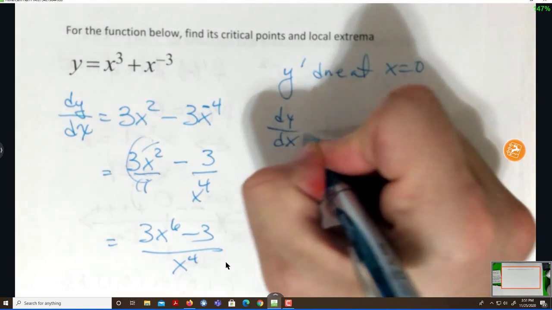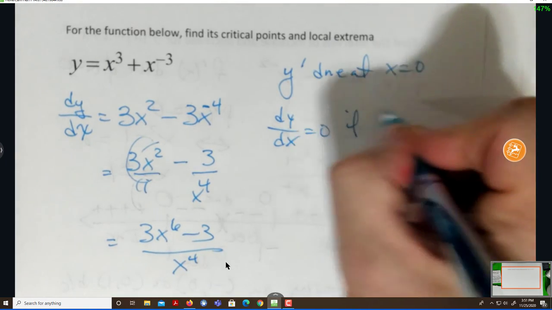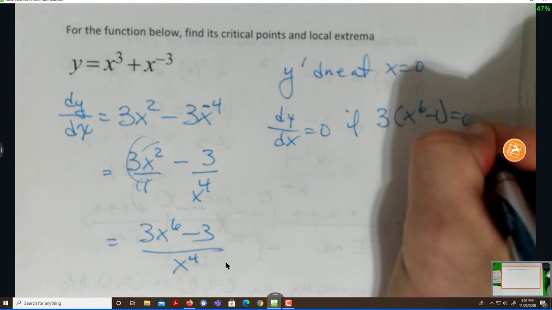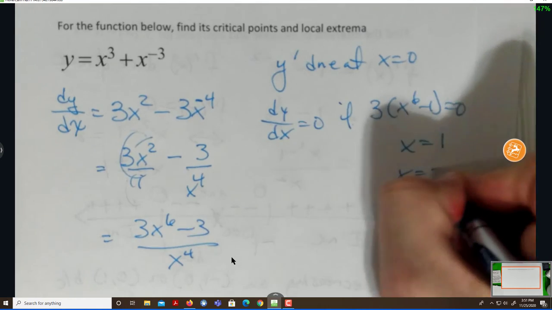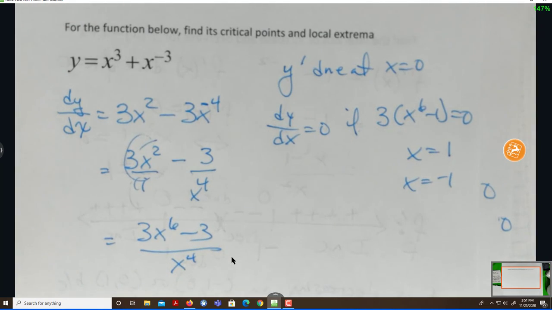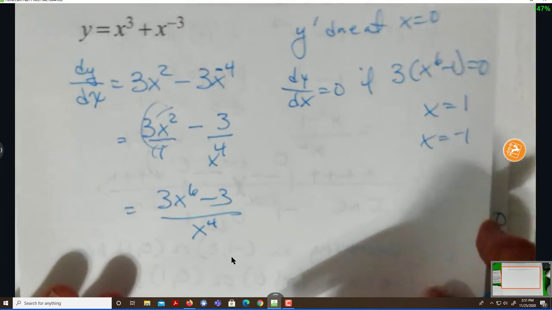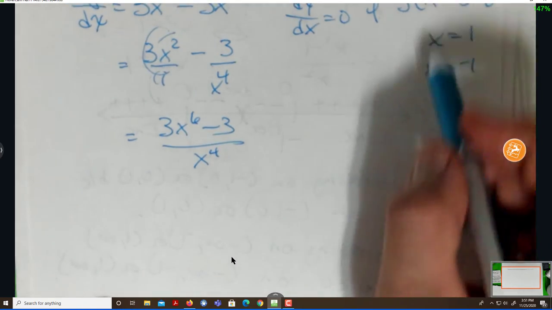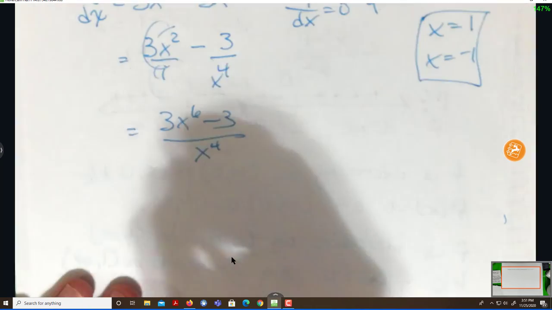dy/dx is 0. How? If the numerator, which I can write this way, is 0, and by inspection you should see it's this. Okay. Now, so these are my critical points. Okay, let's take care of that sentence now.